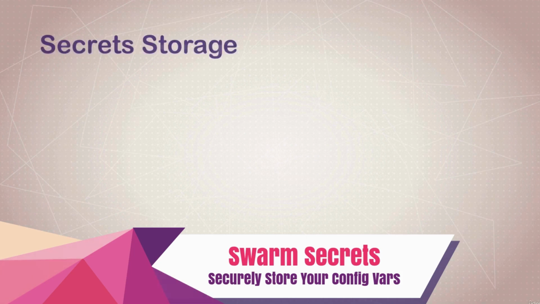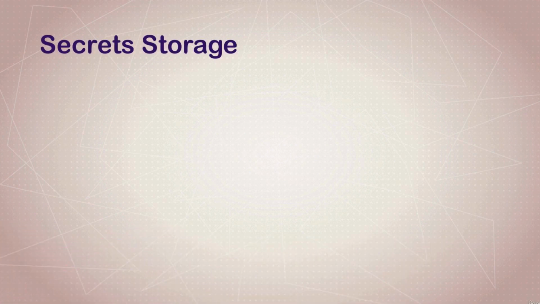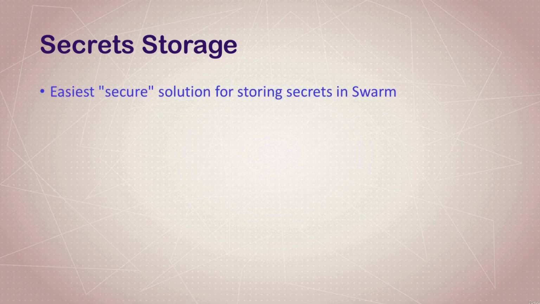All right, so a new feature in 1.13.1 was full support for secrets. If I had to create a tagline of what this is, it's basically the easiest secure solution for storing secrets in Swarm. I say it's the easiest because it's built into Swarm, it comes out of the box, and there's nothing you need to do to use it. As long as you've initialized your Swarm and you're on version 1.13 or newer, you've got secrets.